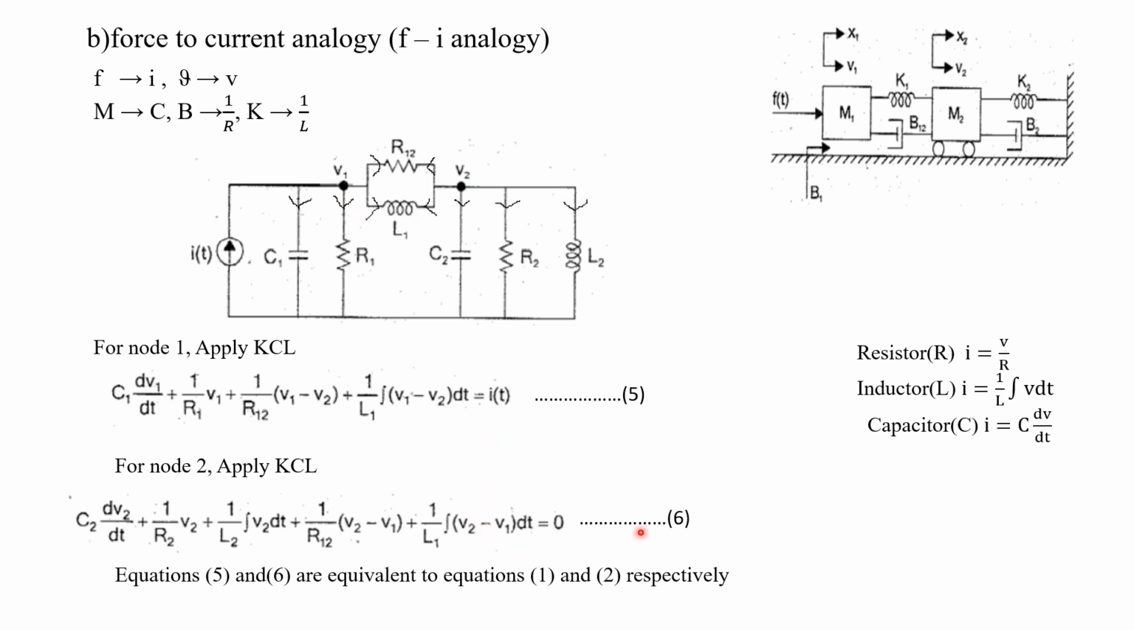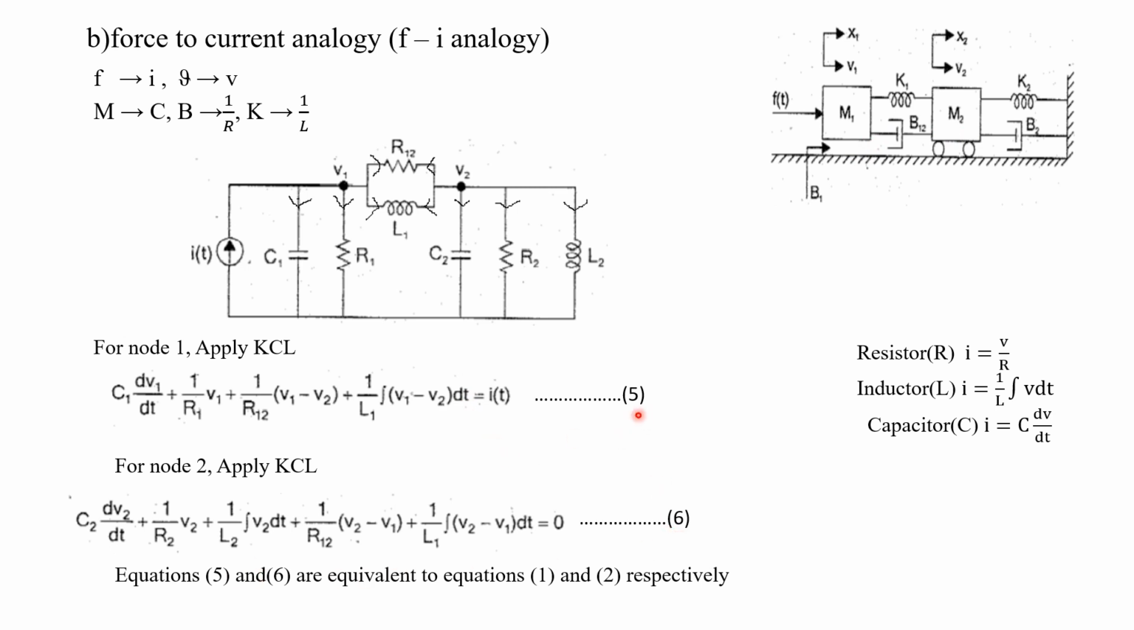That is equal to 0. Okay, so in this way, we can write the node equations for each and every node. Here, corresponding to mass M1 as well as mass M2, we are getting two node equations, that is equation 5 as well as equation 6.